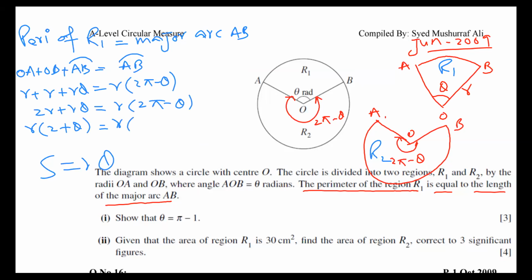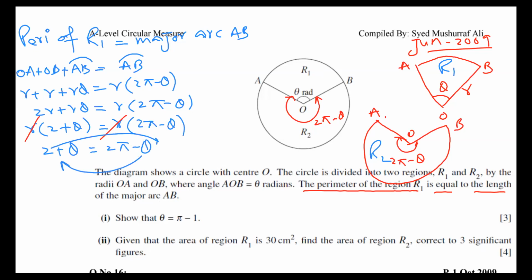So I hope up till now you're not getting any issue with the algebra. Now I'm erasing the radius from both ends, radius and radius cancel, and ultimately I got 2 plus theta is equal to 2 pi minus theta, because this theta should come here and the 2 goes to the other end. So it's again simple algebra.